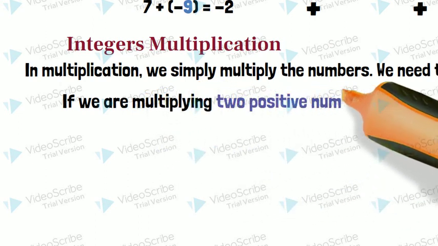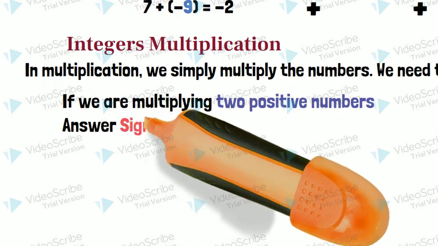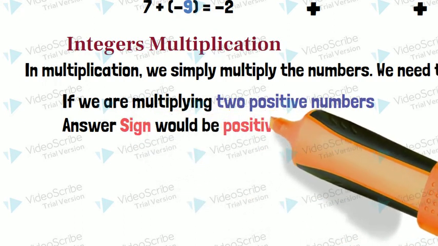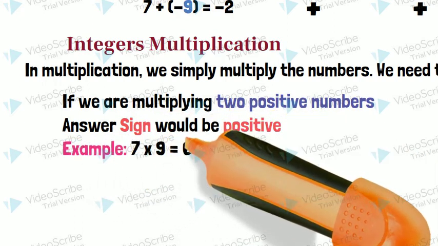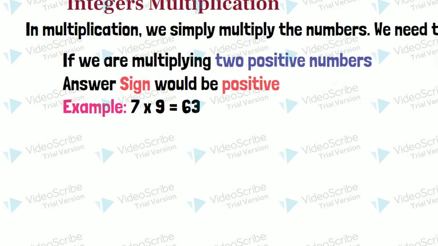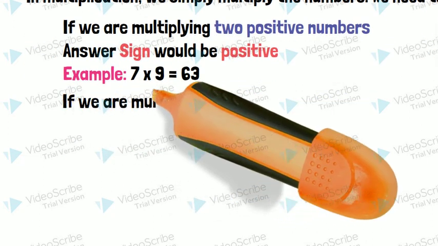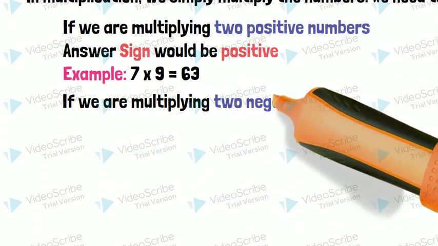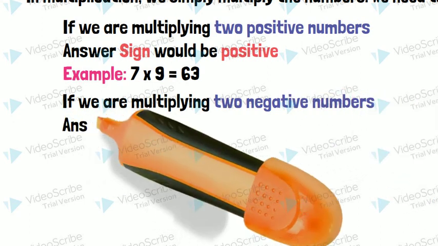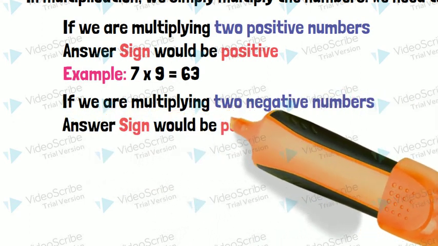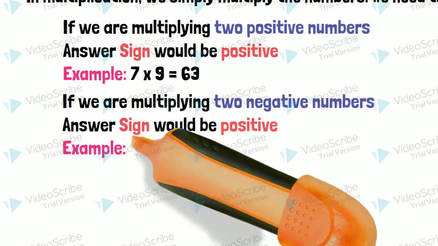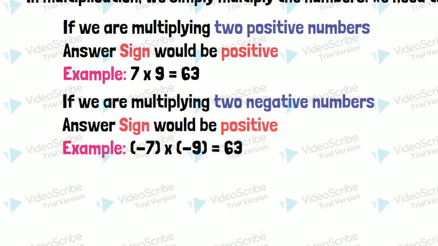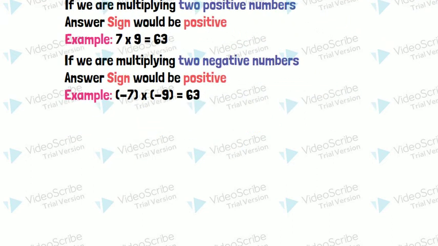If we are multiplying two positive numbers, then in that case the sign would be positive. But what about in the case of two negative numbers? So if we are multiplying two negative numbers, then sign would be again positive. So make sure the numbers with same sign, the answer would be positive.